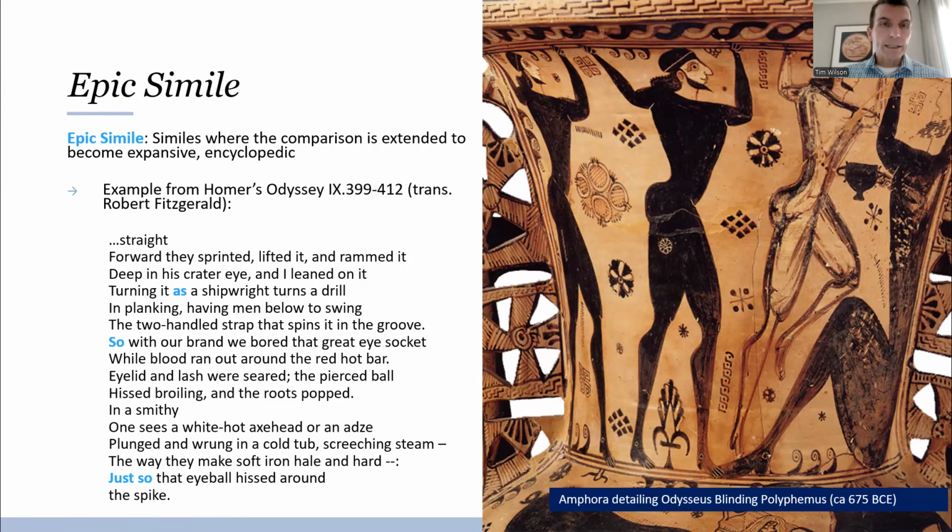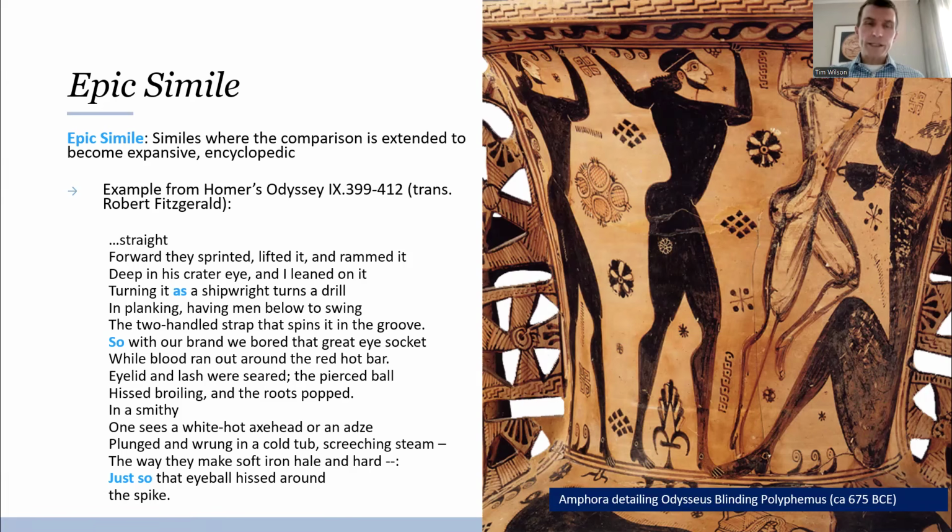Straight forward they sprinted, lifted it, and rammed it deep in his crater eye. And I leaned on it, turning it, as a shipwright turns a drill in planking, having men below to swing the two-handled strap that spins in the groove. So, with our brand, we bored the great eye socket, while blood ran out around the red-hot bar. Eyelid and lash were seared, the pierced ball hissed, broiling, and the roots popped. In a smithy, one sees a white-hot axe head or an adze, plunged and wrung in a cold tub, screeching steam, the way they make soft iron hale and hard. Just so that eyeball hissed around the spike.